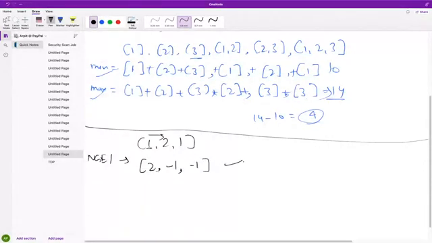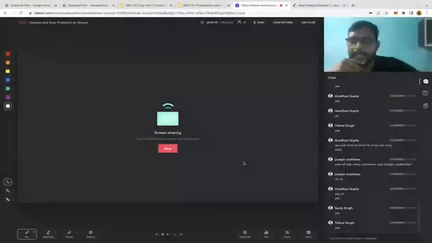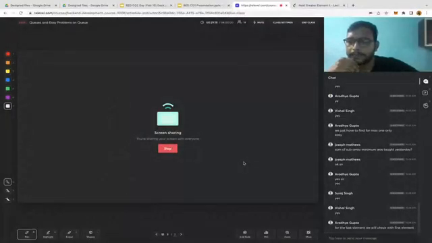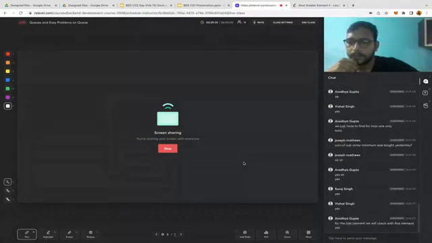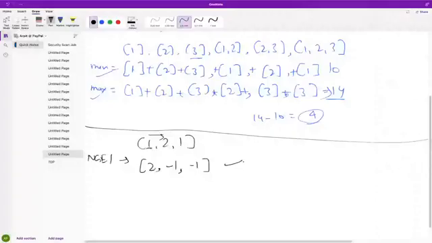This logic we already know, how to do this implementation. Let me know in the chat. We've already done that in next greater element 1. Now, in next greater element 2, they have enhanced the logic a little bit. They are saying it's going to be circular.